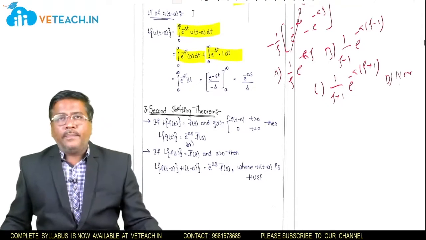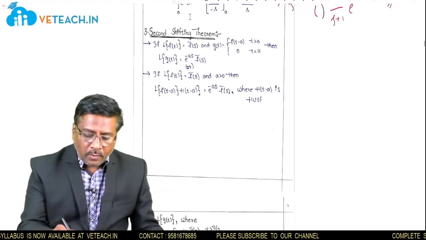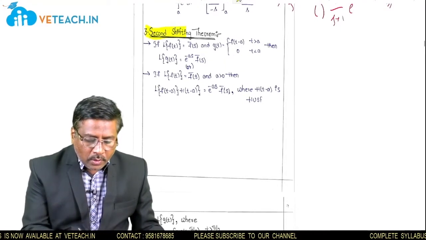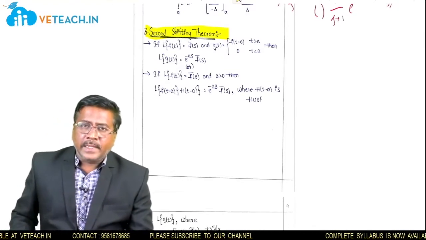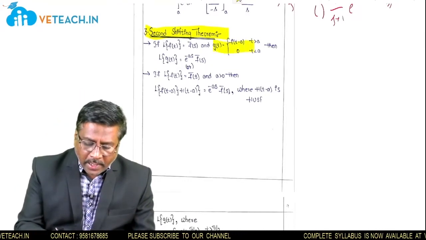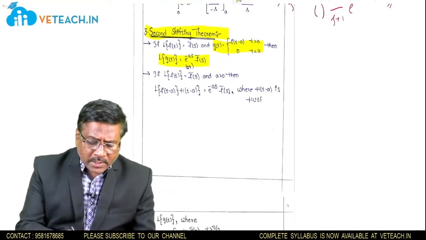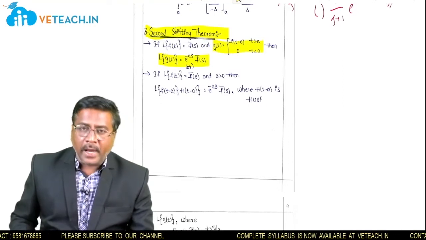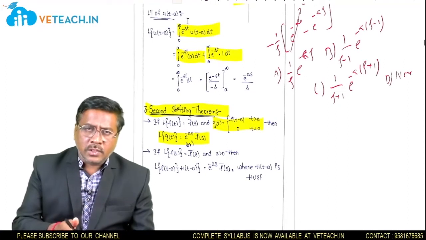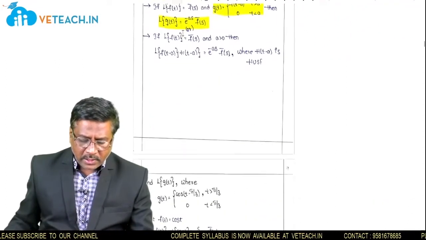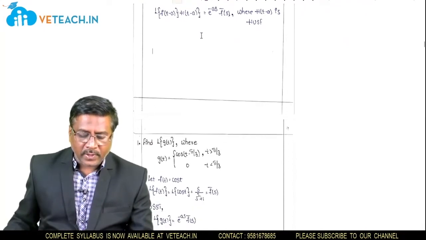Now coming to the next content, the second shifting theorem. This is also very important for you from the university examination point of view. Second shifting theorem: if L of f of t is equal to F of s and g of t is equal to f of t minus a if t greater than a, then L of g of t is equal to e power minus as into F of s. The same content we have to apply here to get this result. Then you will remember the formula e power minus as into F of s.